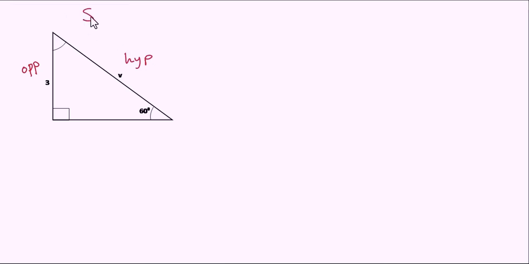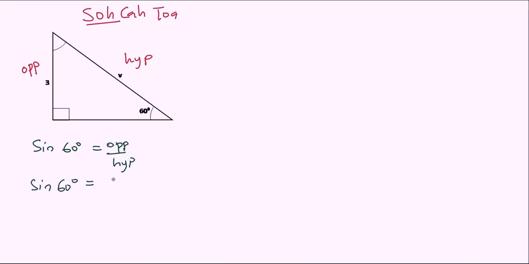When we use SOHCAHTOA, which of these trigonometric ratios employs opposite and hypotenuse? Sine. So therefore, we don't need to rack our brain. We just need to go ahead and use sine. So sine 60 degrees is equal to what? Opposite over hypotenuse. Sine 60 degrees is equal to, what is our opposite? 3, and our hypotenuse is v.